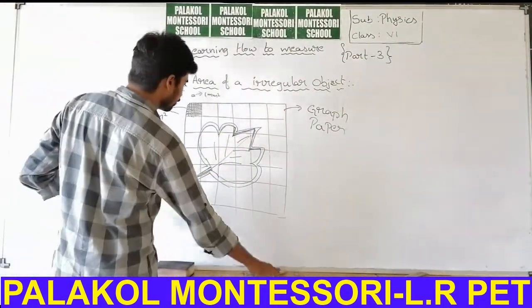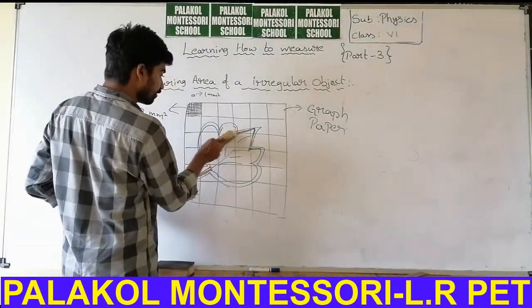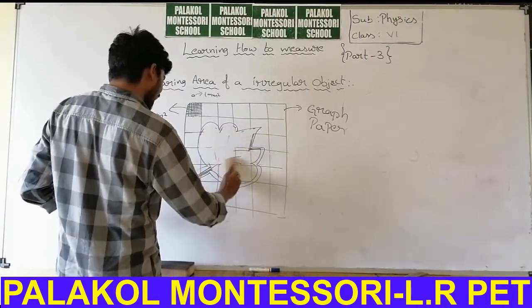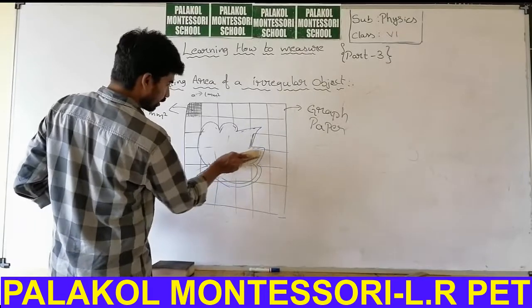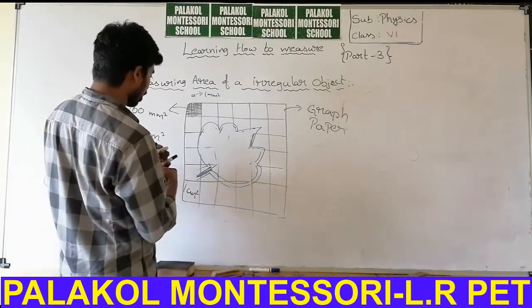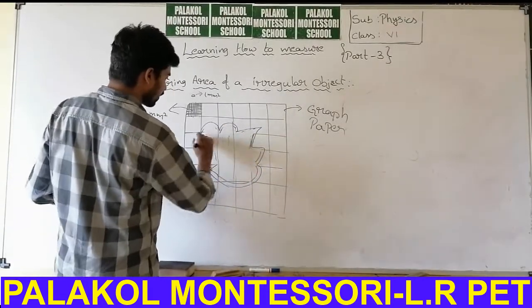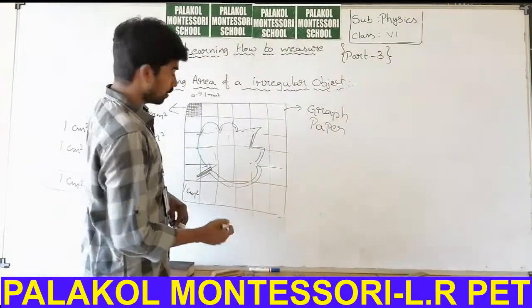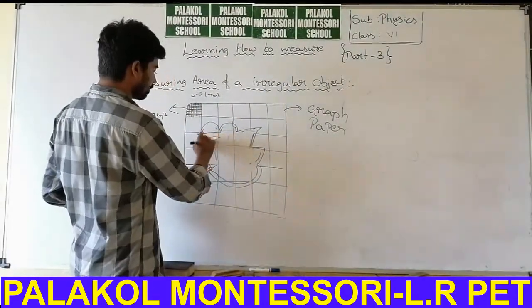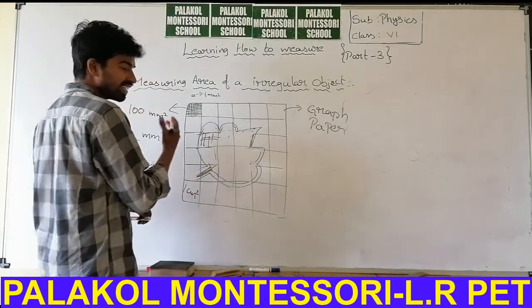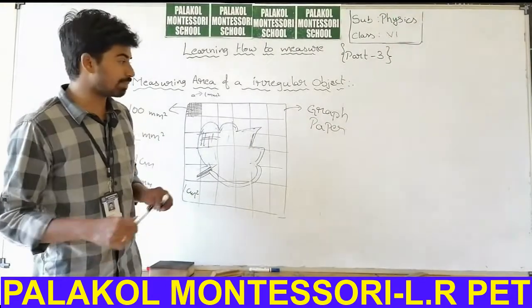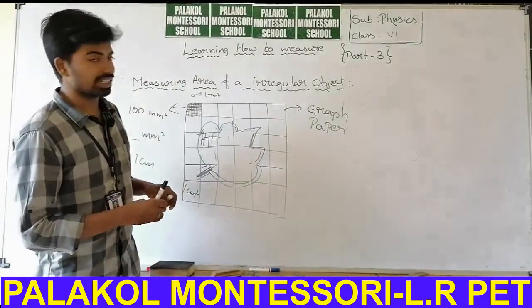Now remove the leaf and count how many small boxes are there. That number will give the area of that leaf.